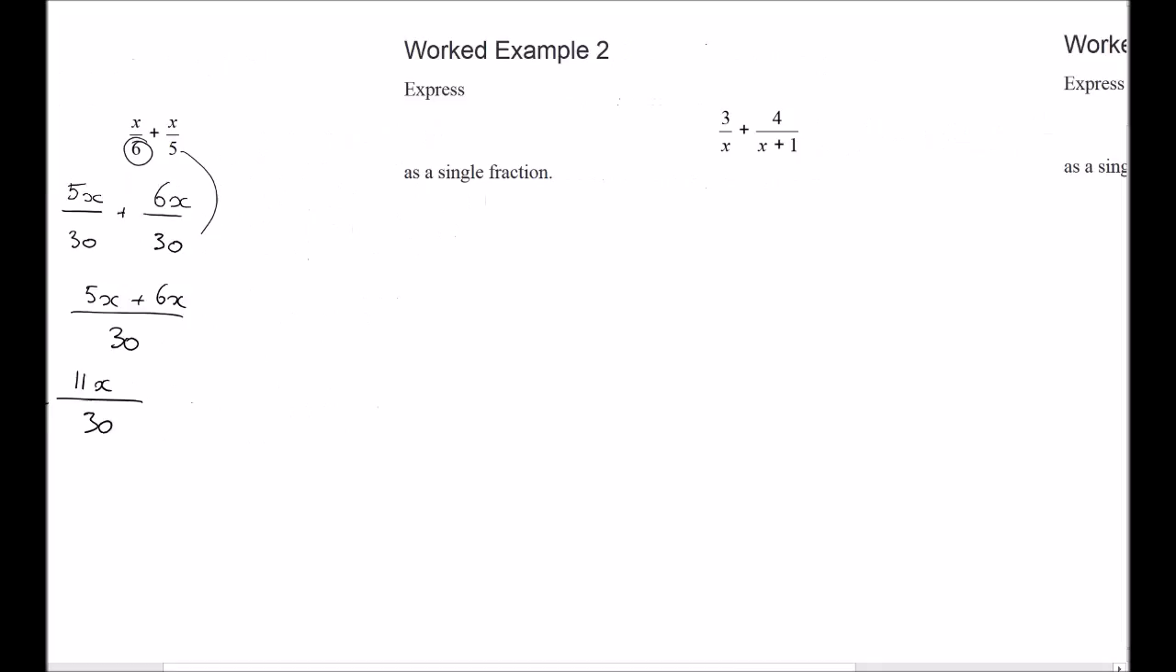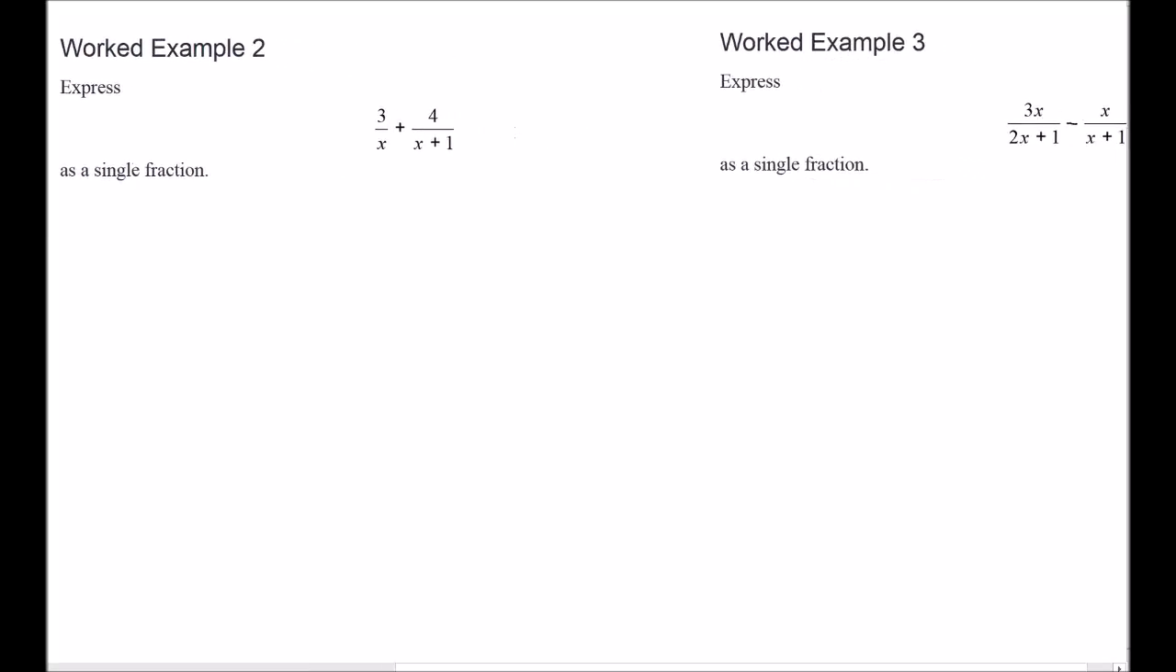Example number 2. You have to express 3 over x plus 4 over x plus 1. So a bit more tricky because you have that addition underneath as well. What do we do? Again, same approach. We're going to put them on the same denominator. What is the common denominator of x and x plus 1? Again, similar approach. I'm going to multiply them together. x times x plus 1. And there's no reason for me to calculate this. I just know this is going to be my denominator. So I don't have to calculate this.